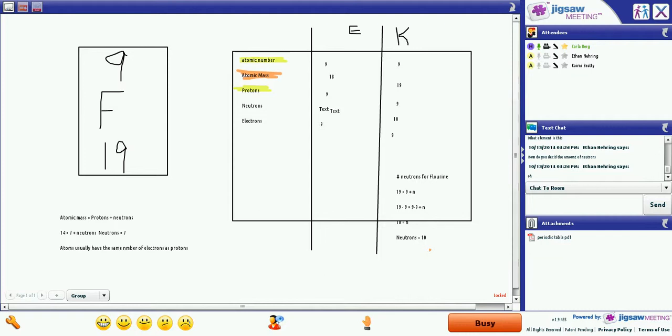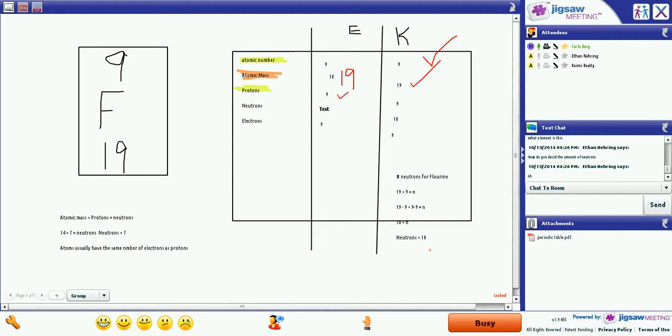So this is what we have. Our atomic number, both of you got perfect. It is 9. Great job. Our atomic mass should be 19. The atomic mass is that number that's written on the bottom.